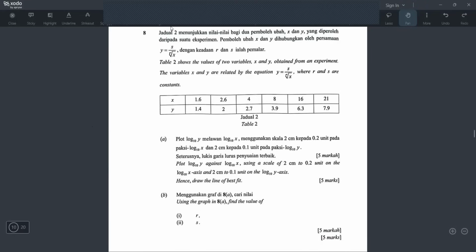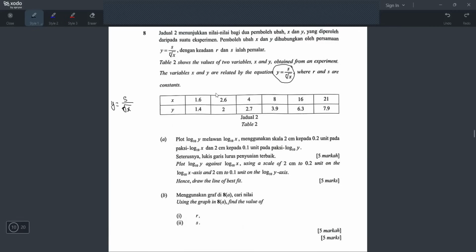Okay, let's read the question. Table 2 shows the values of 2 variables x and y obtained from an experiment. The variables x and y are related by this equation. Okay, I can tell you for sure this is not linear form. So whenever they give an equation in a linear law question, it must not be linear form. You have to convert it yourself into linear form. So y equals s over r root of x. So definitely this is not linear form and I have to convert later. Okay, let's read first.